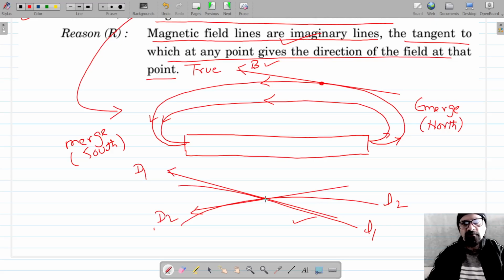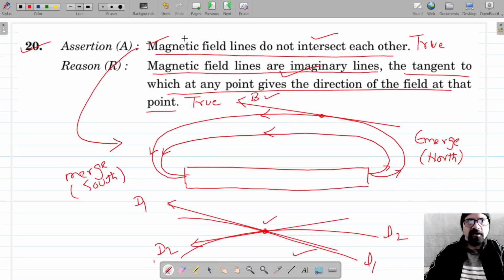So for two magnetic field lines at the same point, we cannot have two directions. It should be only one, which is not possible. So this is the correct explanation. That's why two magnetic field lines do not intersect each other. So this is not the correct explanation. The statement is true, but not the correct explanation of A.